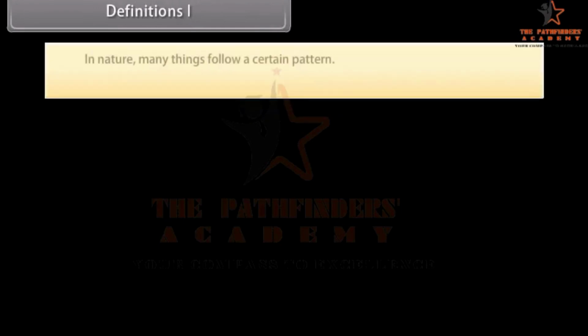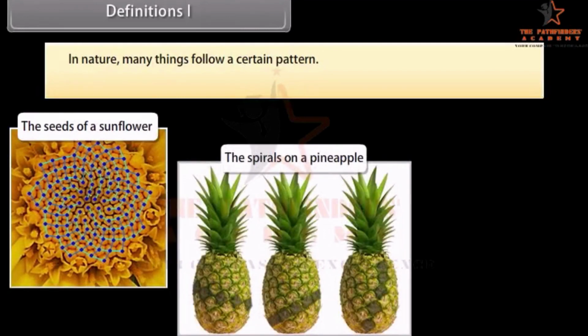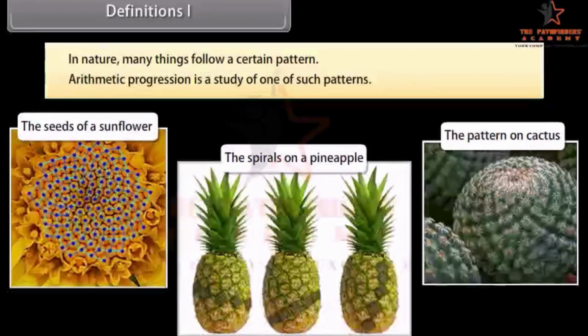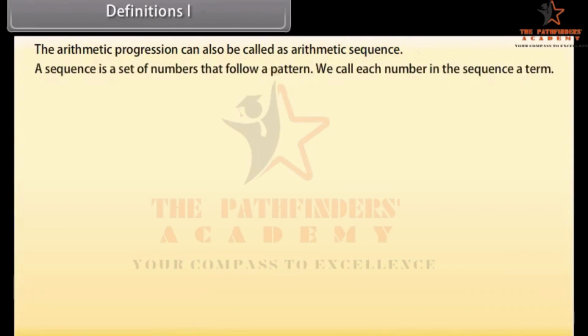Definitions 1. In nature, many things follow a certain pattern, such as the seeds of a sunflower, the spirals on a pineapple, the pattern on a cactus, and so on. Arithmetic progression is a study of one of such patterns. The arithmetic progression can also be called an arithmetic sequence. Before talking about arithmetic sequence, let us know what a sequence is. A sequence is a set of numbers that follow a pattern. We call each number in the sequence a term.